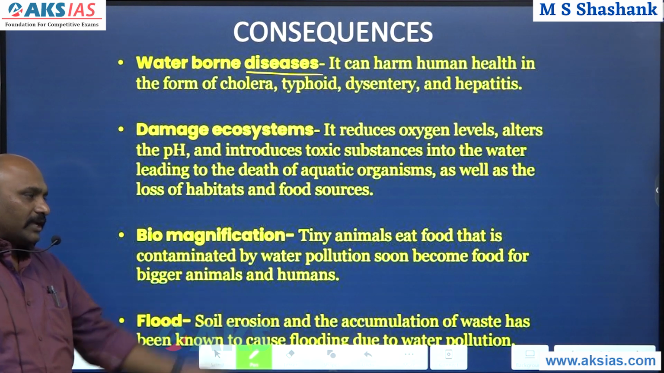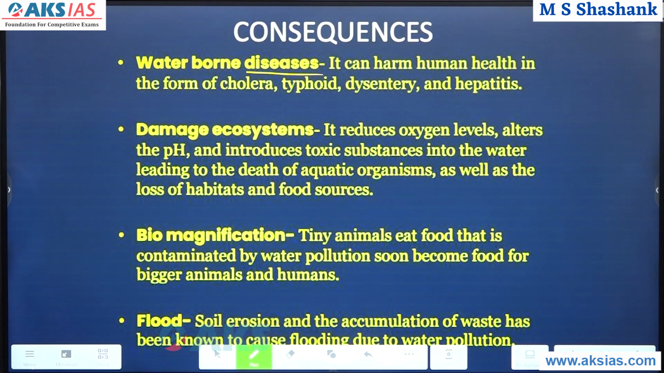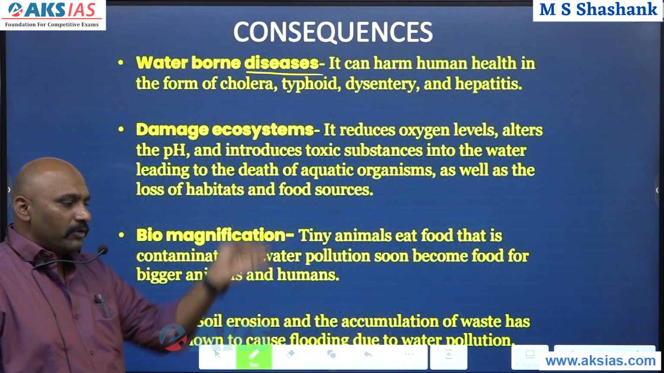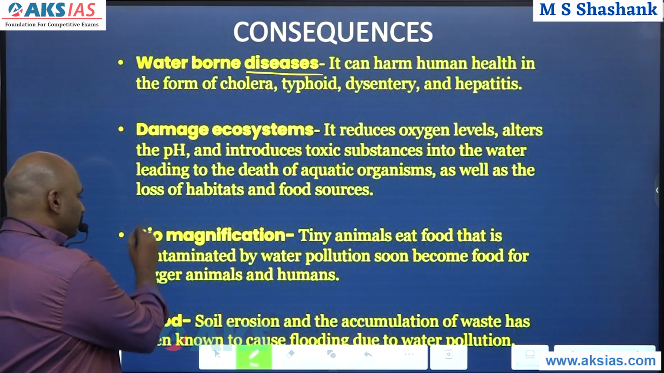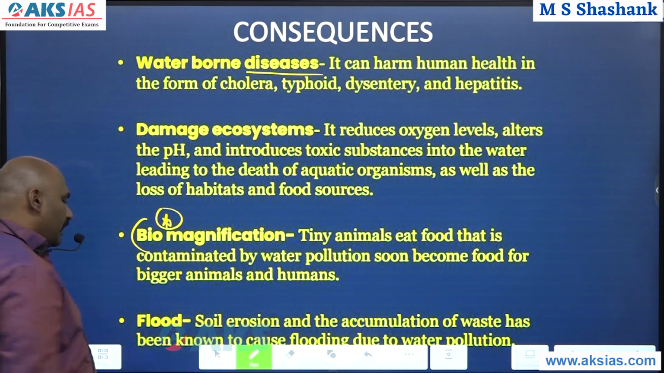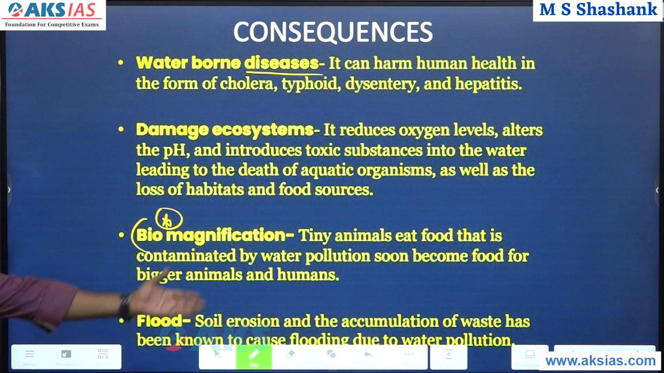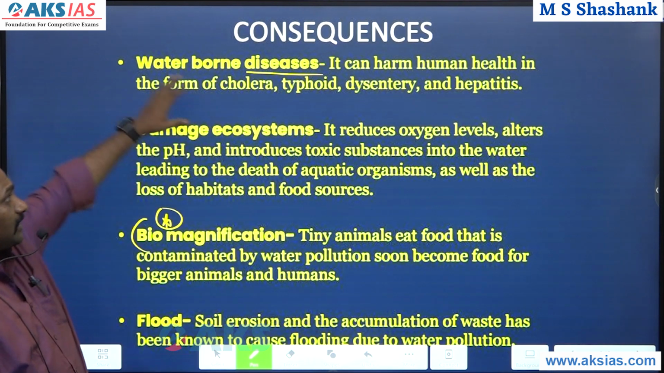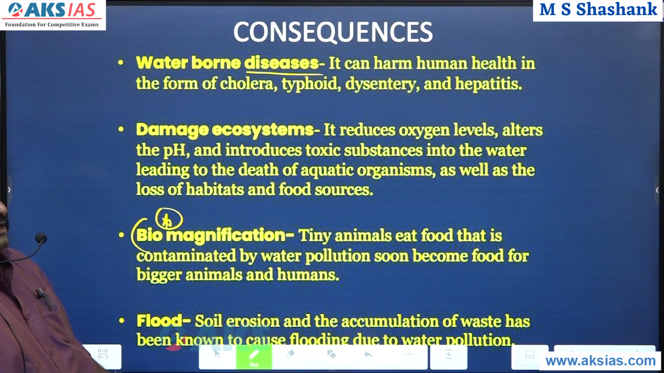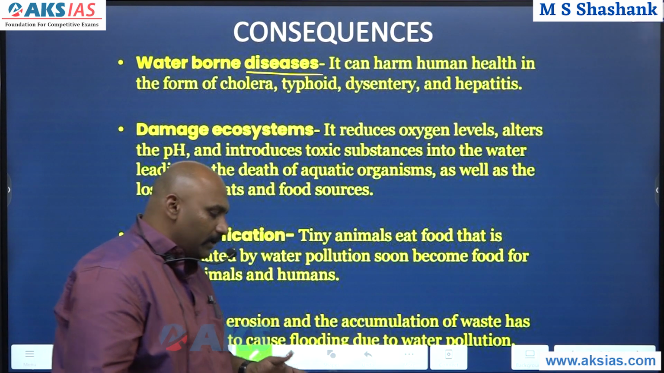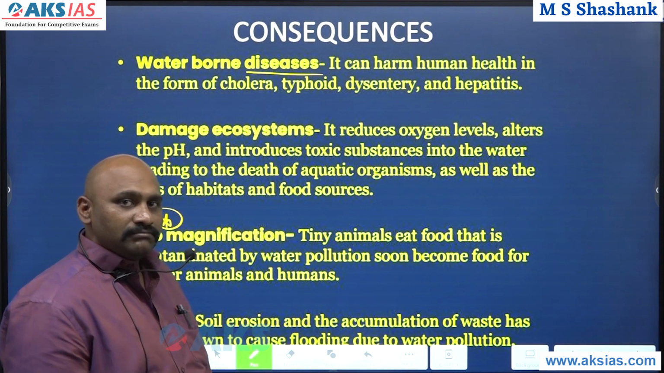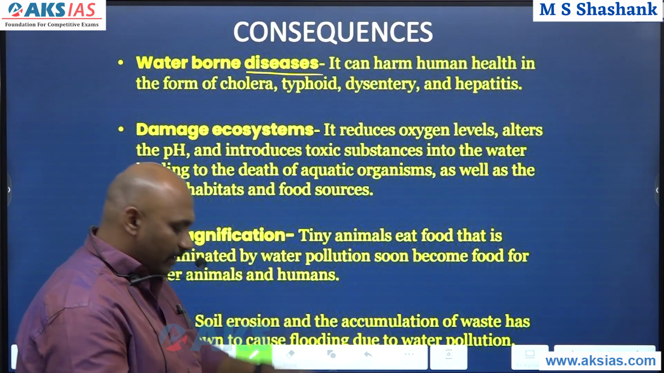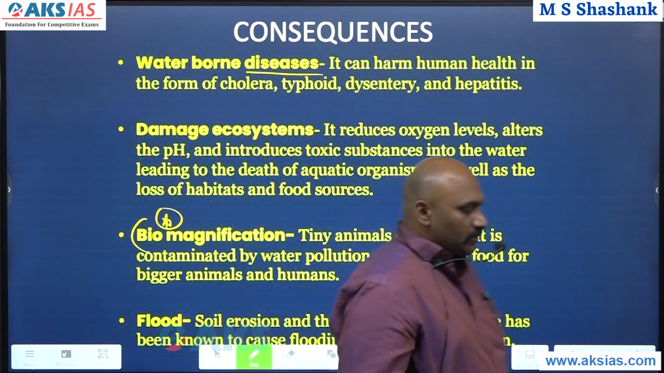Next, biomagnification. Tiny animals eat food that is contaminated by water pollution, and soon they become food for the bigger animals. That means a problem for the bigger animals implies a problem for the human beings. So this is also a very, very important thing. And finally, floods. Soil erosion and accumulation of waste are known to cause flooding due to water pollution. So these are the major consequences. So if we are cleaning water properly, we can avoid all these bad things, and we can make our lives much better. So this is the point.